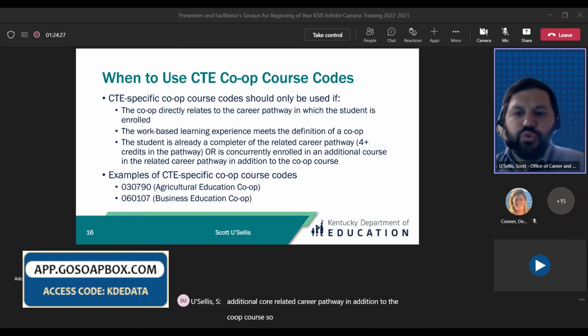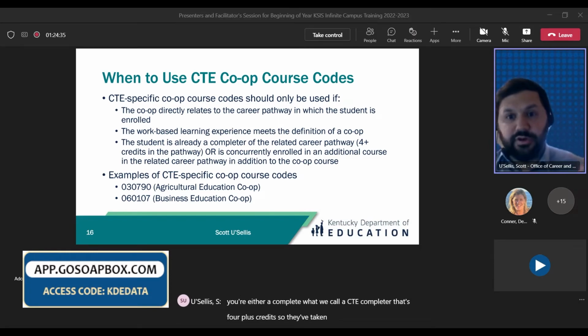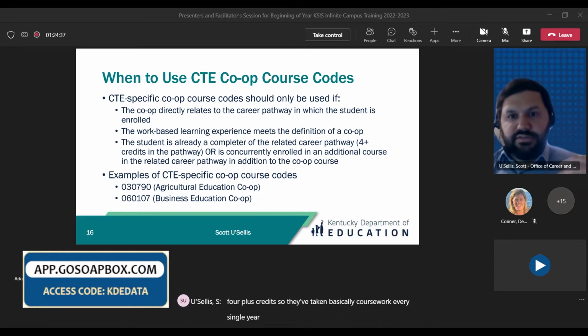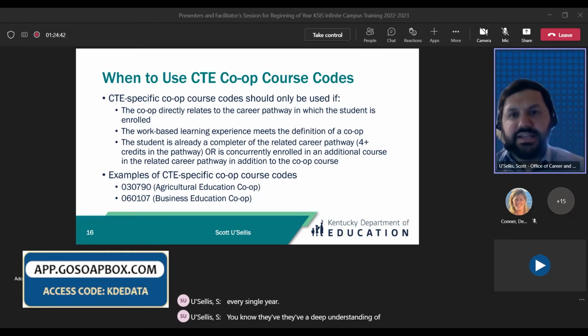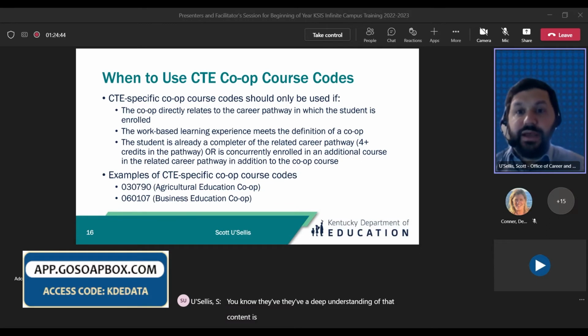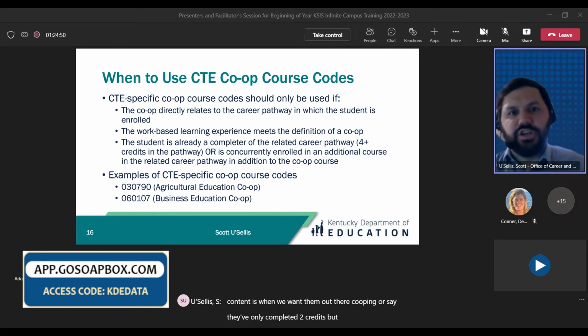So basically there's 2 ways to qualify for co-op. You're either a CTE completer, that's 4+ credits. So they've taken coursework every single year. They have a deep understanding of that content, which is when we want them out there co-oping. Or say they've only completed 2 credits, but they're also concurrently enrolled in an additional course in addition to the CTE co-op, they would be eligible.